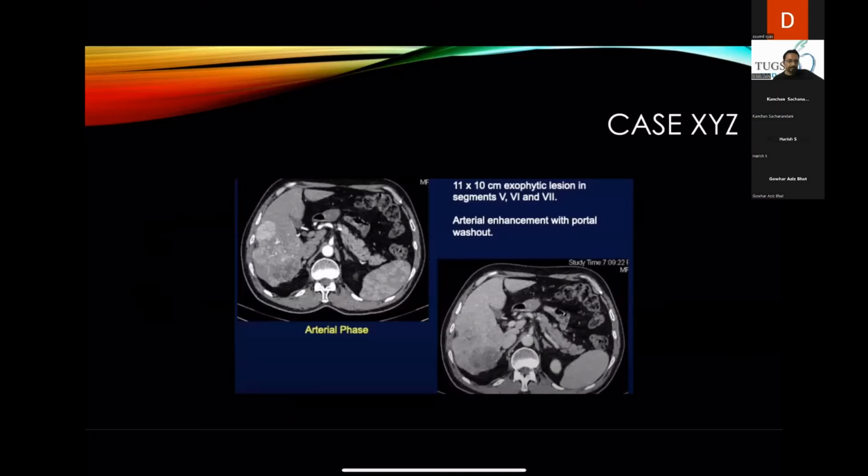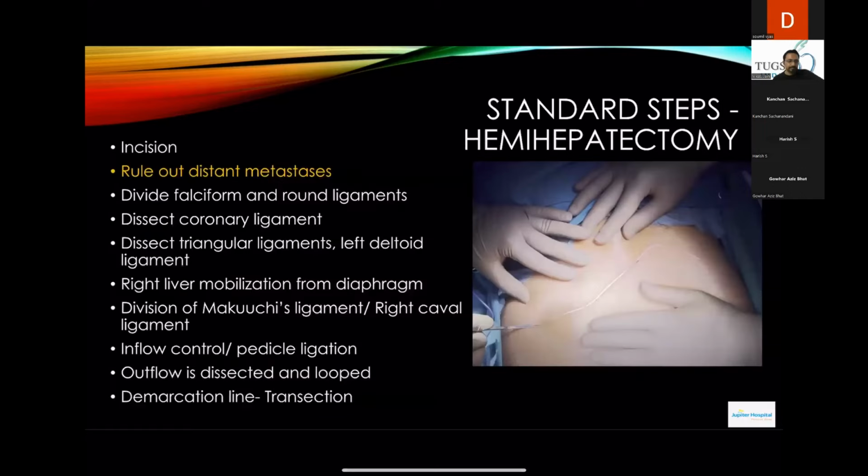So this is a case where you have a right-sided 5, 6, 7 tumor, a 10 by 11 centimeter tumor, wherein we can do a right hepatectomy. The standard steps of any right hepatectomy is that you plan your incision well. It could be a subcostal incision, a Mercedes-Benz incision, a Makuuchi, or a reverse L incision. First, if you're doing it for a malignancy, you rule out distant metastasis.